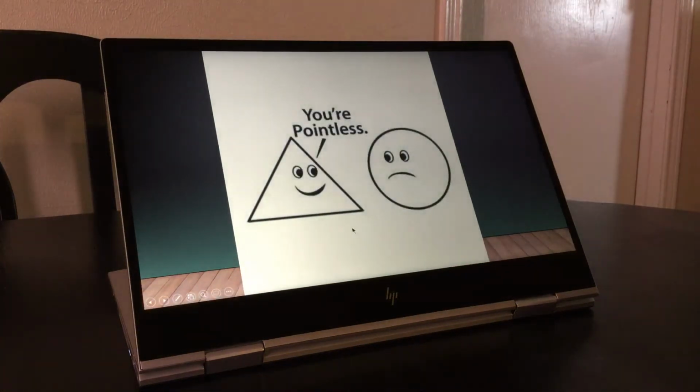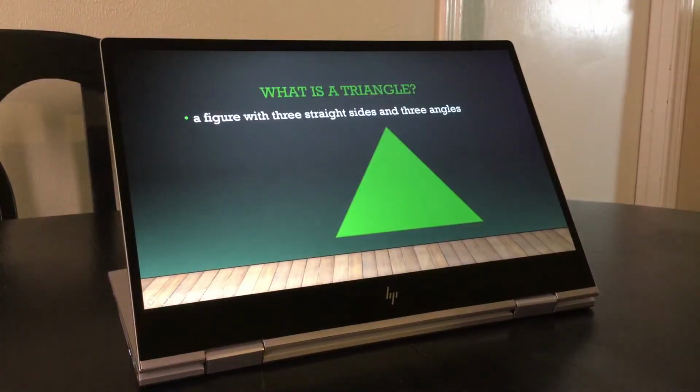So, little math joke, you're pointless, because the circle has no points. Yeah, get it?